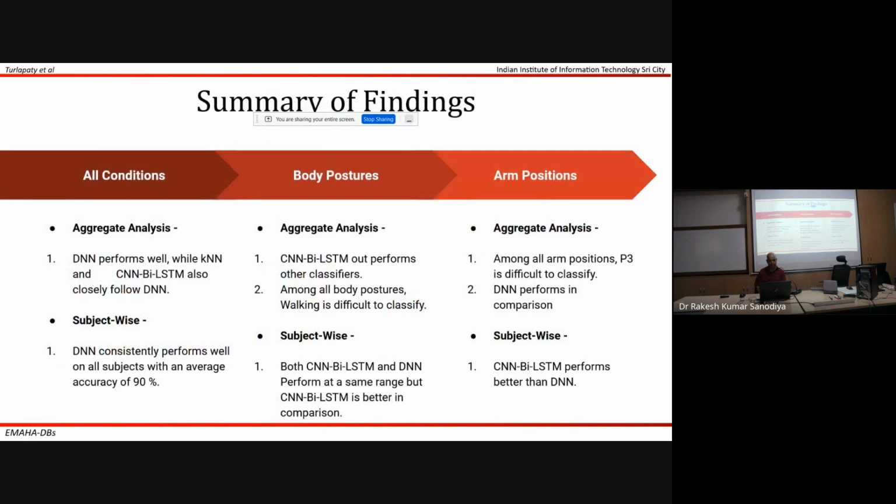Okay. So to summarize, in both the all conditions and arm positions experiments, we can see that DNN outperformed the other models and it gives performance above 90%. But in the body postures experiment, CNN by LSTM, a hybrid architecture, actually outperformed other models. And the walking condition is difficult to classify in terms of body postures. And P3, that means the vertical arm position, is difficult to classify in terms of arm positions. So that's the summary of this first case study.